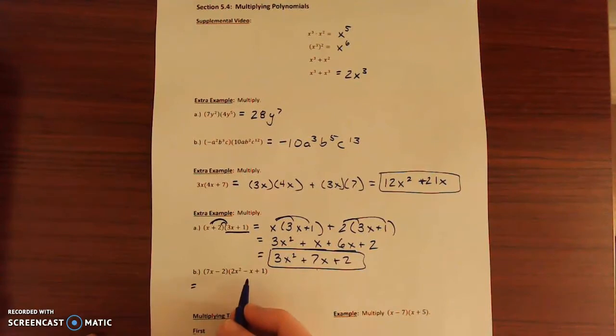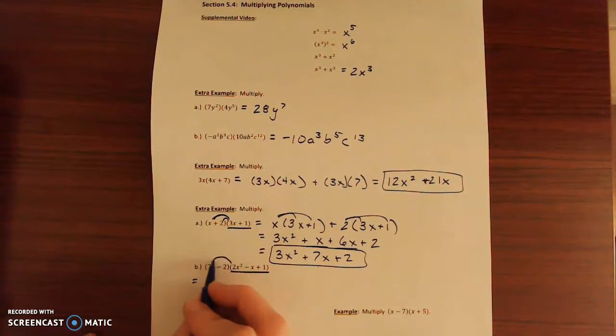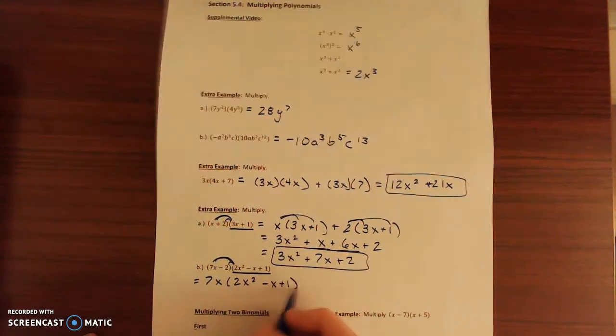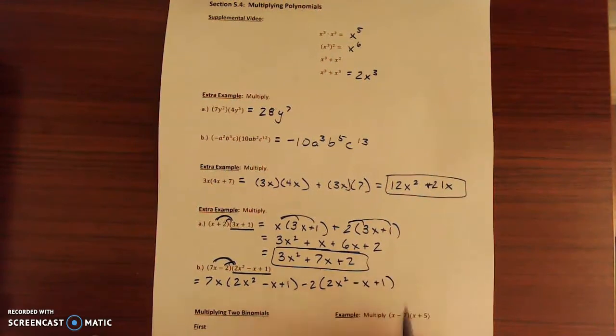Okay, so I could apply this to any product of polynomials. So I'll apply this same strategy here to multiply a binomial times a trinomial. I'm going to distribute first to get rid of that first set of parentheses. So I'm going to take this 7x times all of 2x squared minus x plus 1, and then also take that -2 times all of 2x squared minus x plus 1.